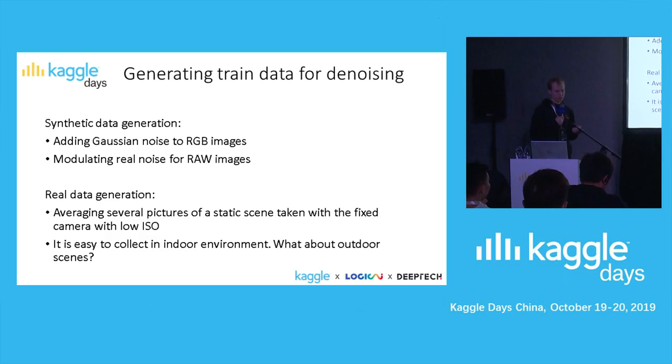And again, for deep learning, the first question will always be where we can get data. For the image denoising task, there are two approaches. The first one is synthetic data generation. We can just use some already good images without any noise, and just manually add some Gaussian noise to the RGB images. And this technique somehow works. We will see it.